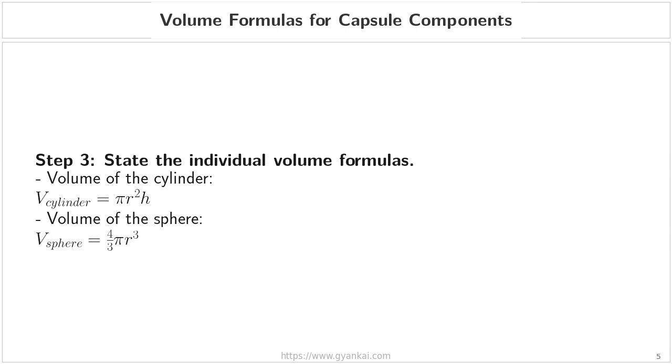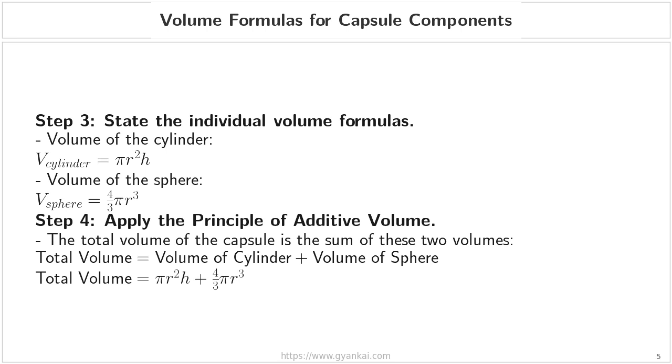The volume of a cylinder is calculated as pi times the radius squared, multiplied by the height. Next, we need the formula for the sphere. The volume of a sphere is 4/3 times pi times the radius cubed. This brings us to the most important part of our lesson, step 4, where we apply the principle of additive volume that we discussed earlier.